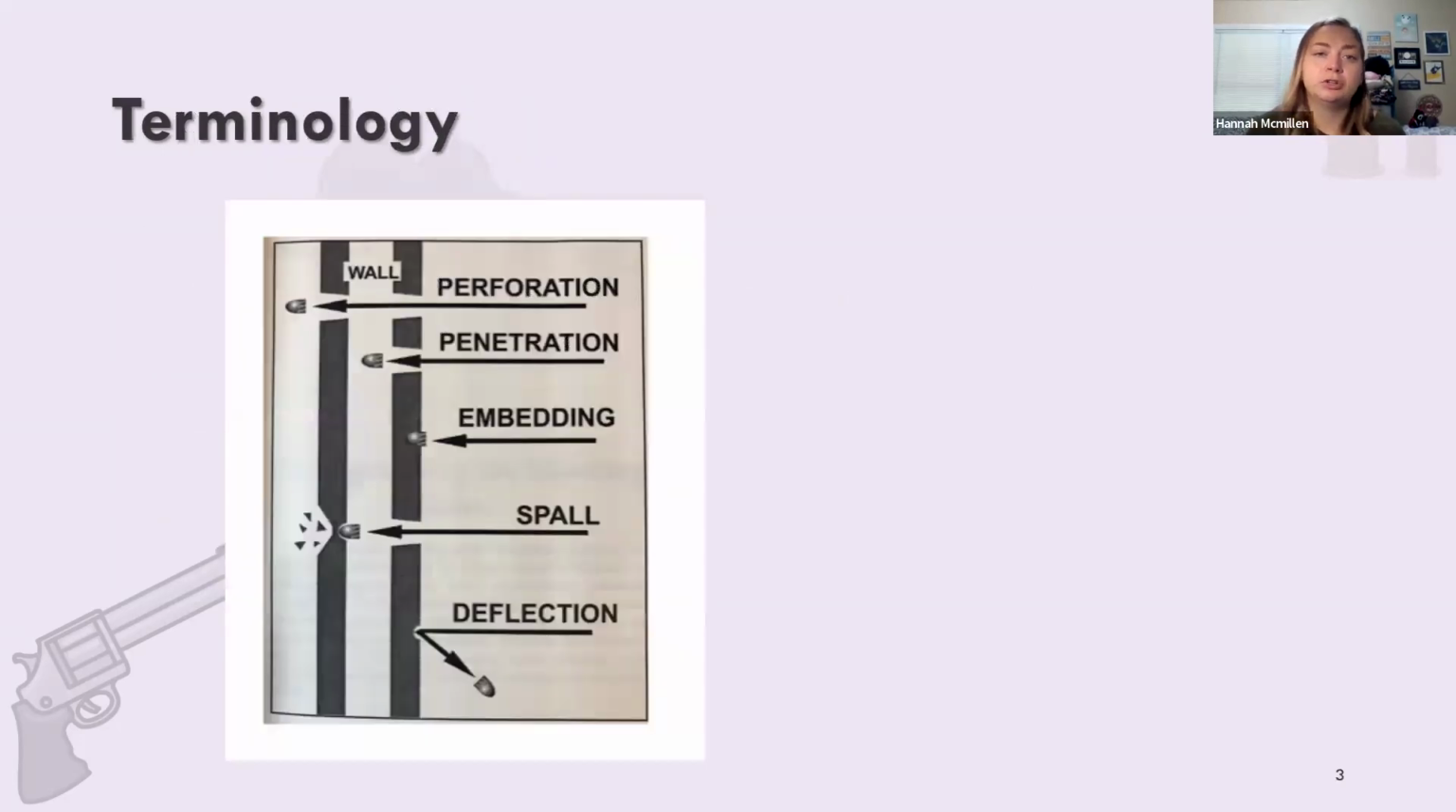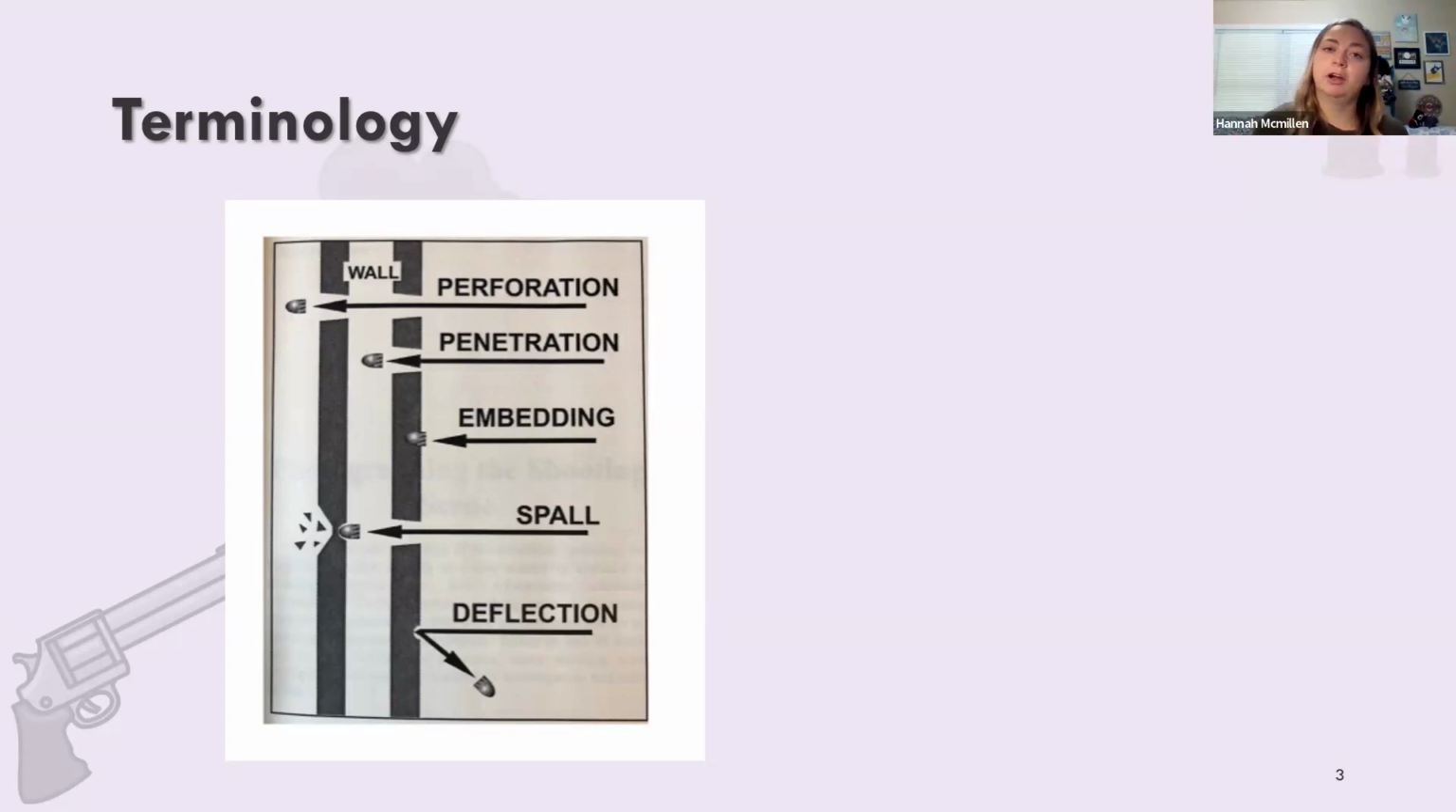So, jumping into shooting scene reconstruction, we have to understand terminology. Some of the terminology that is important is perforation, or going all the way through an object like a wall; penetration, which is going through maybe that first layer of a wall, but not going through the entirety of the wall; embedding, it's sitting in that first layer of the wall; spalling, it penetrates and then it hits the backside, but it causes the spalling or the breaking apart of pieces on the second half of the wall, but it doesn't perforate or go all the way through.